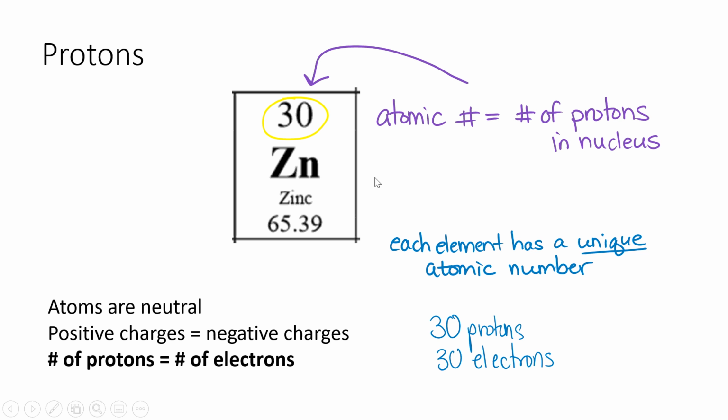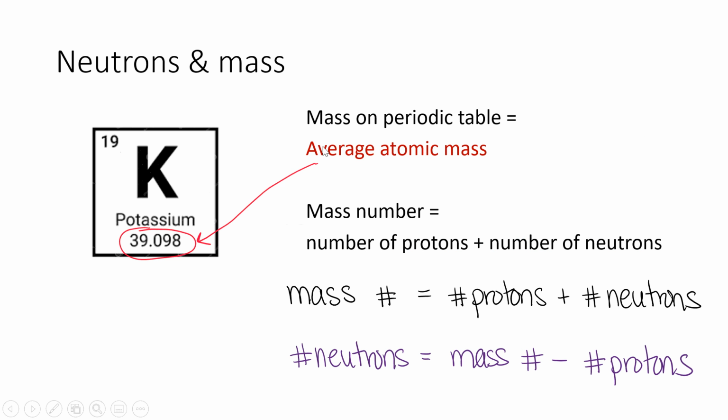For example, with zinc, its average mass is 65.39. That's because there are some different versions of zinc. Some of them weigh 65, some of them maybe weigh 66. So this is an average mass. A mass number is slightly different. The mass number is like the mass of one single atom, and we find that by taking the number of protons plus the number of neutrons.